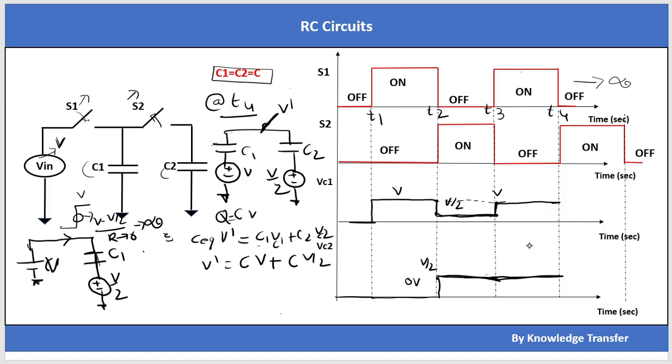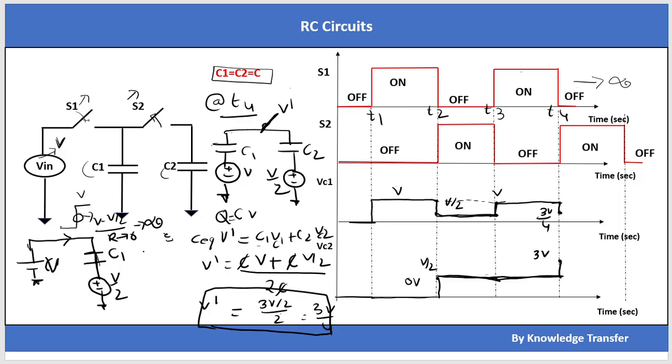At T4 minus, and C equivalent will be 2C. So if I rewrite here, the final value will be here. The C will get cancelled, and V plus V by 2 will be 3V by 2 divided by 2. This will be 3V by 4. At t equal to T4, this voltage will go from V to 3V by 4. From here VC2 goes from V by 2 to 3V by 4.